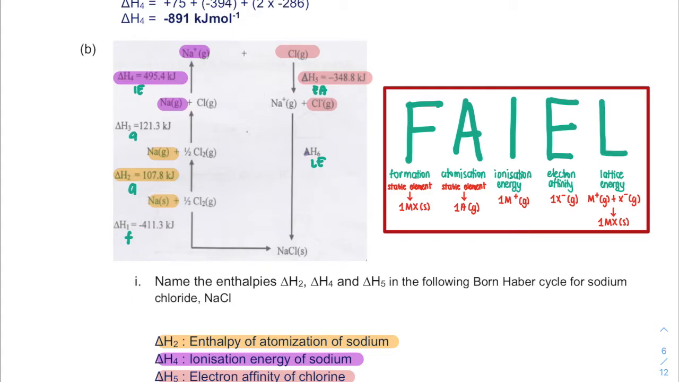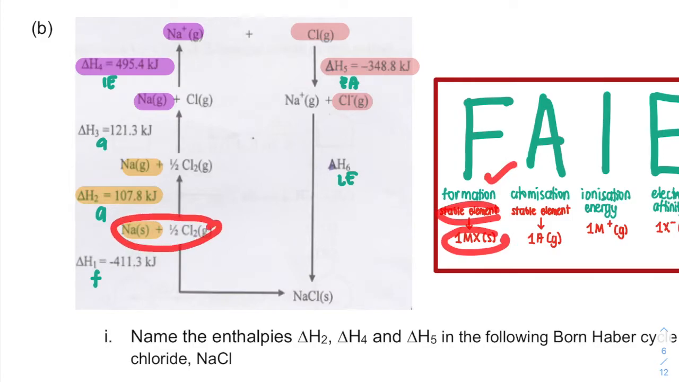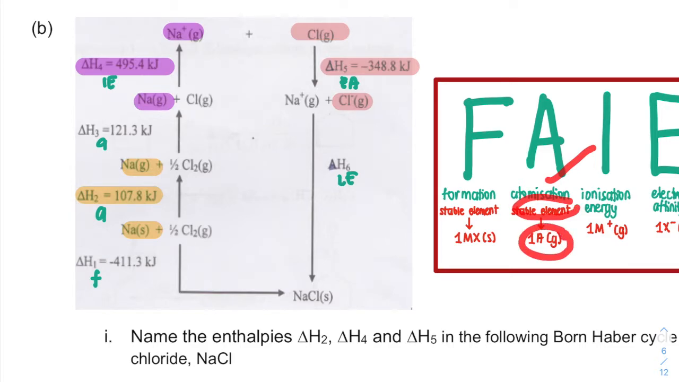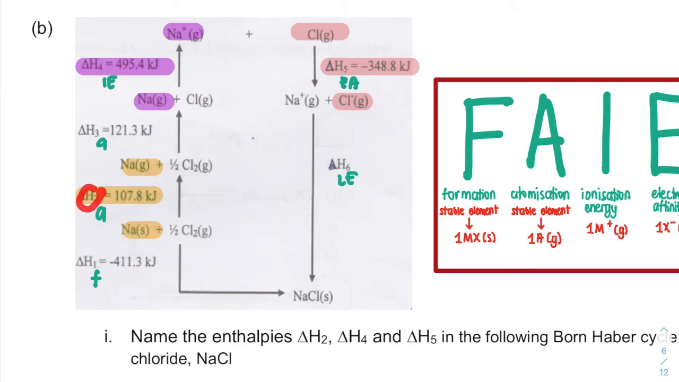Okay, so before anything, if you still remember, formation is from your stable elements to form your ionic solid. So this is our formation. Atomization is from stable element to 1 mole of atom gas. From this equation to this equation, the difference is actually sodium solid to sodium gas. So this is the atomization of sodium, H2.